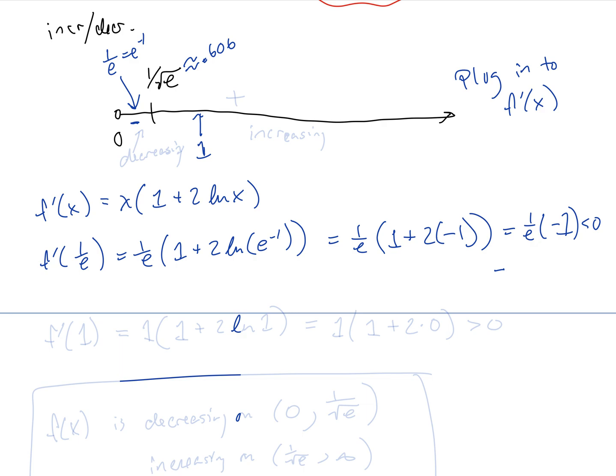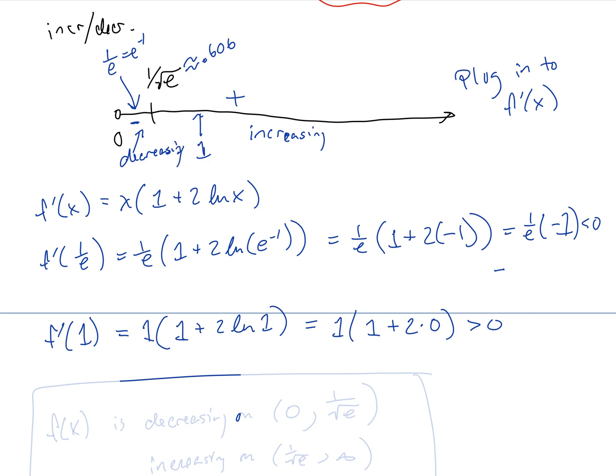Then if we plug in 1, f prime of 1 is 1 times 1 plus 2 times the natural log of 1. The natural log of 1 asks: e raised to what power is 1? Therefore, the natural log of 1 is 0. So we've got 1 times 1, that is greater than 0. So this is positive over here. That means our function is increasing when x is greater than 1 over square root of e, and decreasing when x is between 0 and 1 over square root of e.